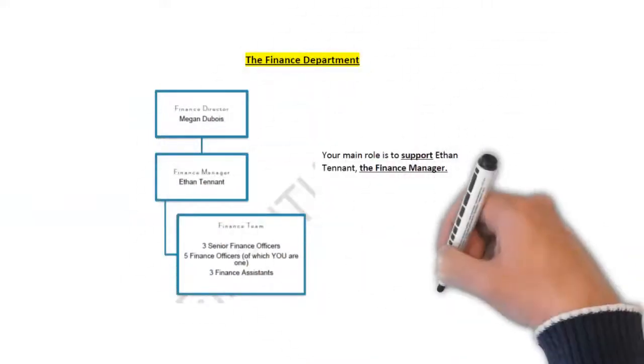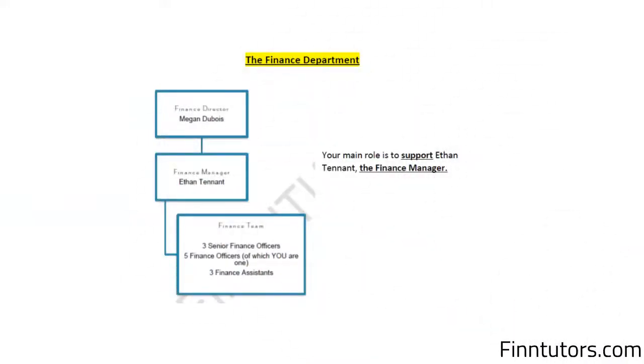They have further broken down the finance structure for us in this slide. So the finance department, as we know, Megan Dubois comes at the top. She's the director. Under her, there is the finance manager, who is Ethan Tennant. And as we saw in slide number 1, our main job is to support Ethan Tennant. So in the finance team under Ethan Tennant, there are 3 senior officers. There are 5 finance officers, of which you are one, and then there are 3 assistants. So you are one of the finance officers.